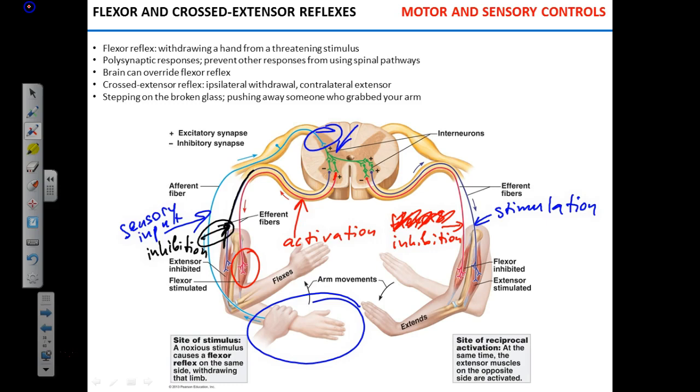You have to think, these two examples, pulling the arm and pushing somebody away and stepping on something sharp, should give you sort of a perception of which muscles are activated, which muscles are inhibited. Does that make sense? Good? Okay. All right.